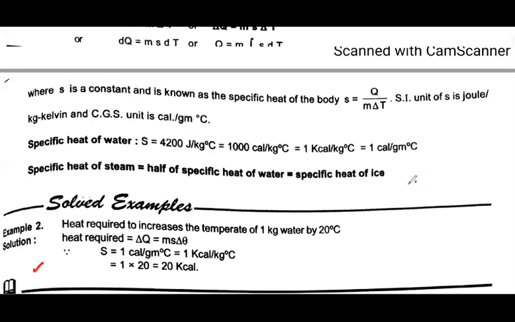Now, specific heat is heat by mass into delta T, means for unit mass, yes or no? But suppose instead of unit mass, I'm taking this, M into S is equal to delta Q by delta T. So which means that doesn't matter whatever mass you are taking, the amount of heat required to raise the temperature by 1 degree centigrade is this term. And this term is called heat capacity, just heat capacity, not specific heat. It is just called heat capacity or thermal capacity.